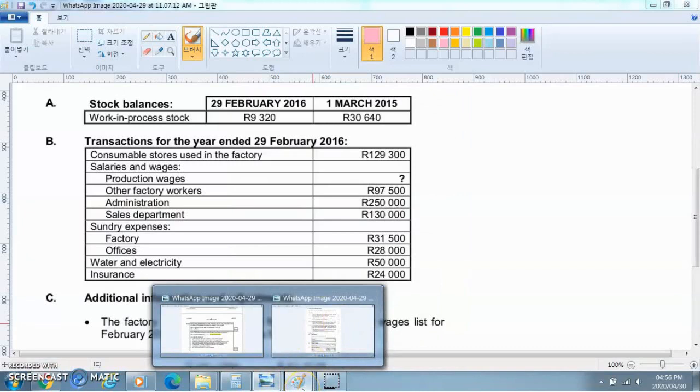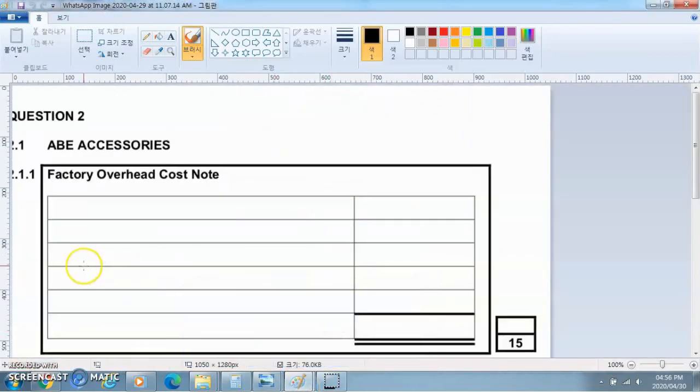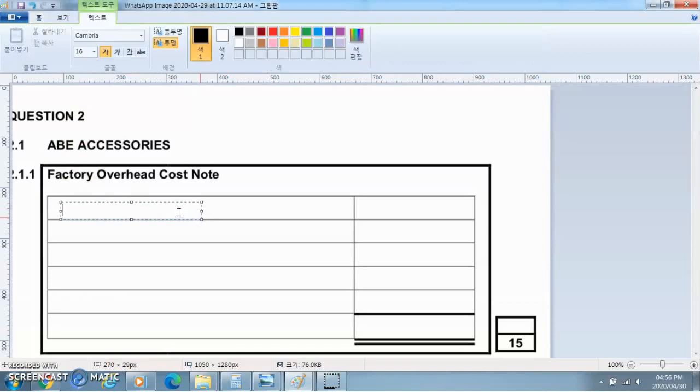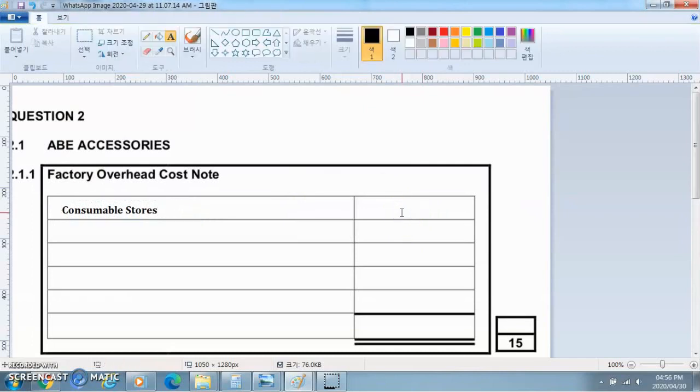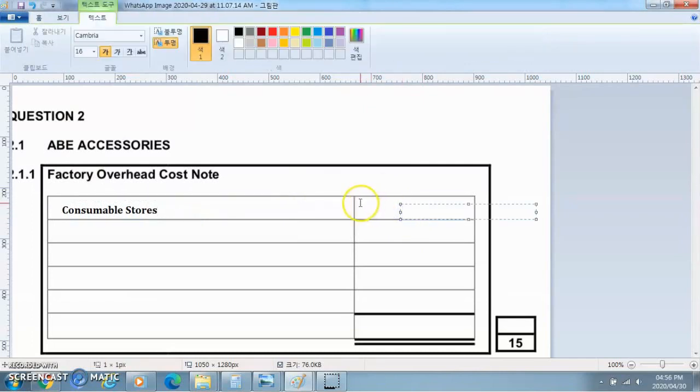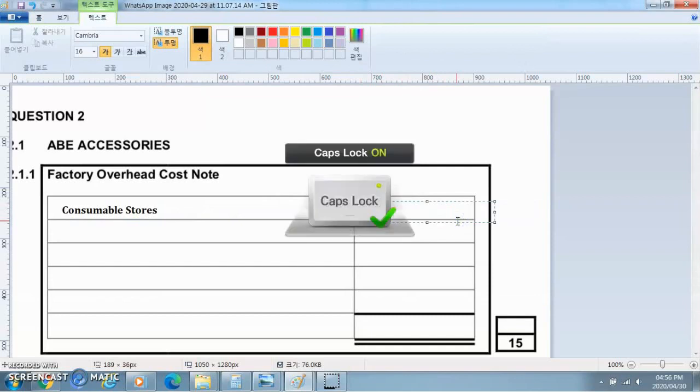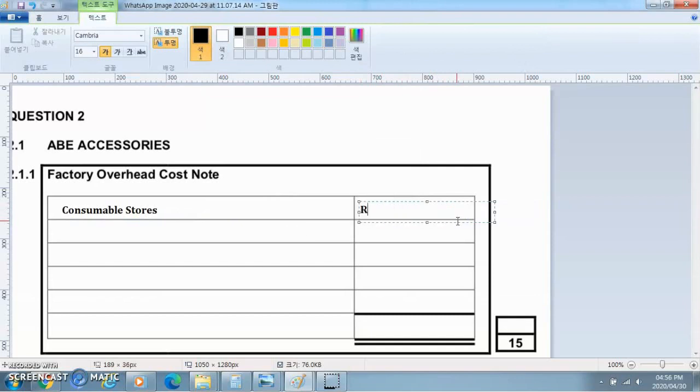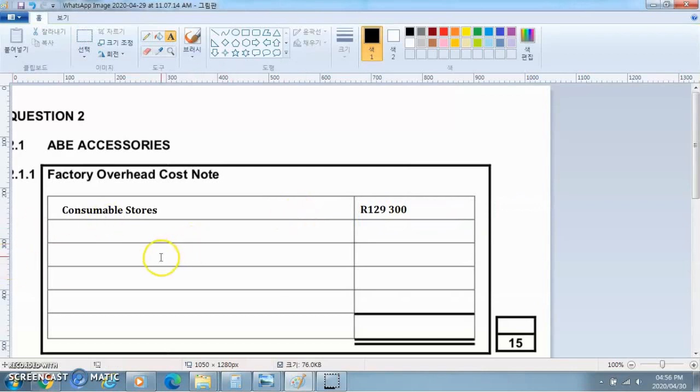Going back to my workbook, the first thing I'll put in is consumable stores. So I'm just going to write consumable stores. How much is the consumable stores? Do you still remember? The consumable stores is 129,300. Okay, so we have the consumable stores.